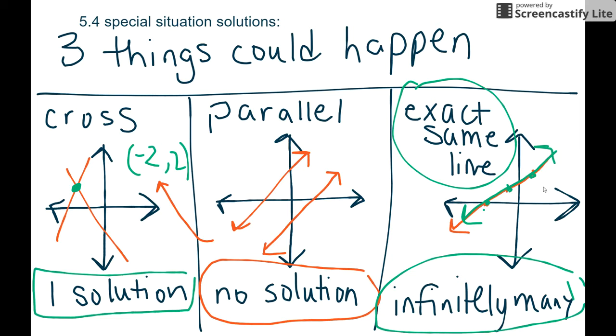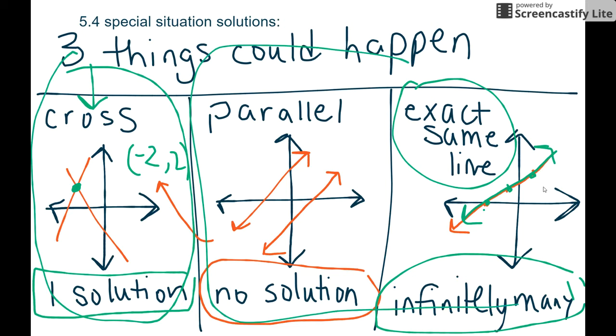So those are the three types. This first one's not really special. That's what we have been doing the first three sections. It's these last two that are kind of the special situations.